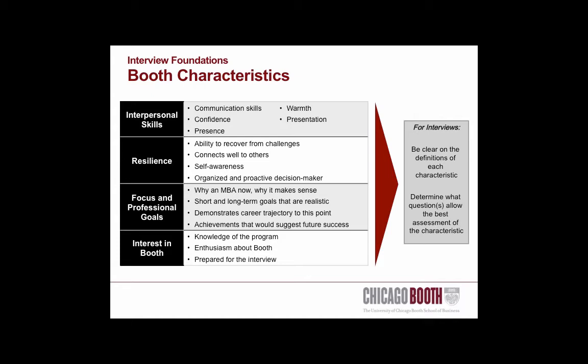The first topic that I want to touch on is an overview and a little bit of explanation about the Booth characteristics that we're going to be evaluating in the interview process. It's a best practice for any organization when evaluating a potential candidate to have a prioritization of the key characteristics, skills, abilities that they're looking for in an applicant. For our interviews, there are 4 main characteristics that we're seeking to understand: interpersonal skills, resilience, the focus and professional goals, and obviously the interest that that applicant has in coming to Chicago Booth.